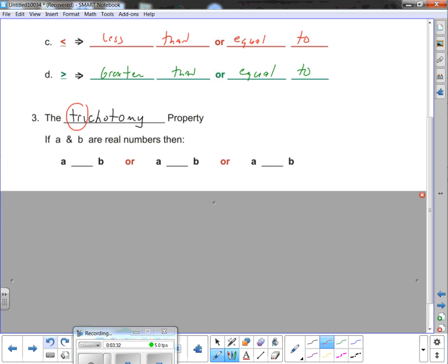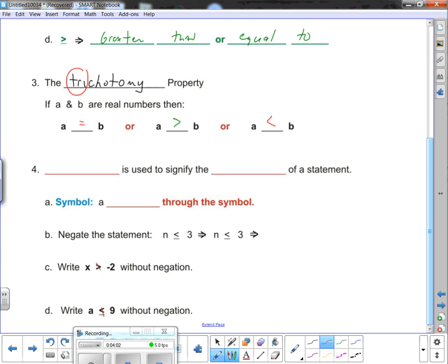One possibility of trichotomy is that A is going to equal B. A second possibility, I'm going to use my green here, is that A is greater than B. And the third possibility of trichotomy is that A will be less than B. It's got to be one of those three. Either the two real numbers are going to be equal, the first number is going to be bigger than the second, or the first number is going to be smaller than the second. Not a big deal. It's the trichotomy property. Three parts to it.